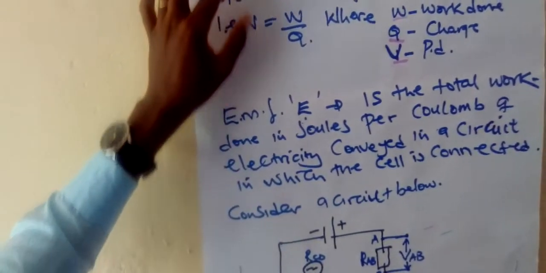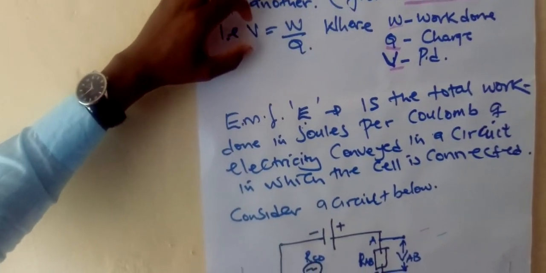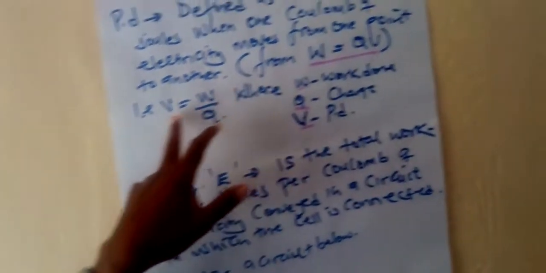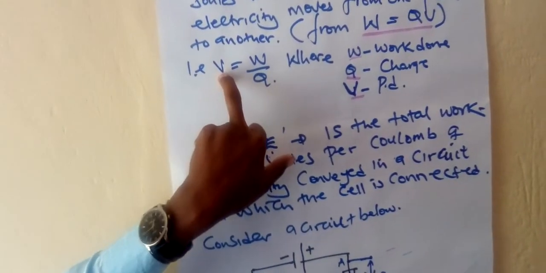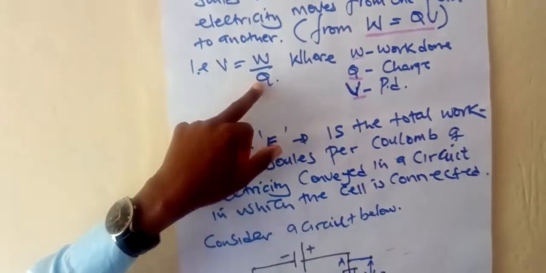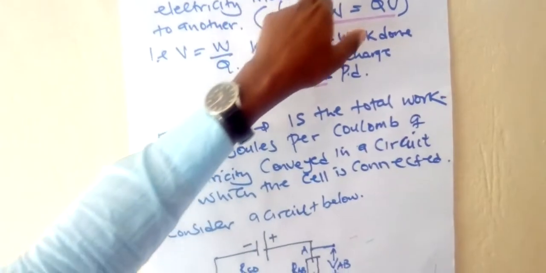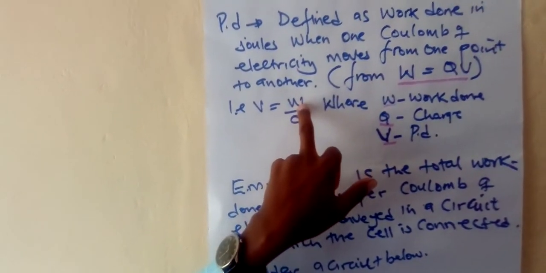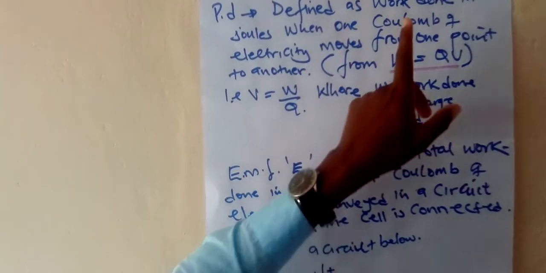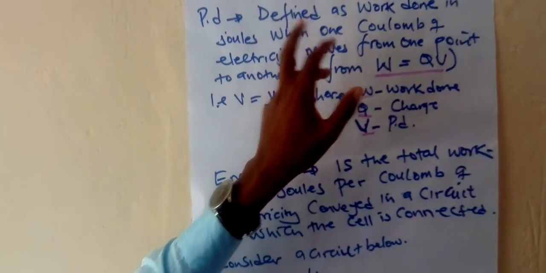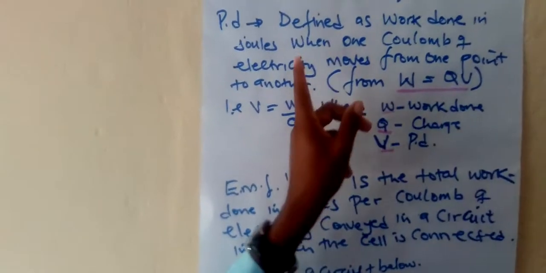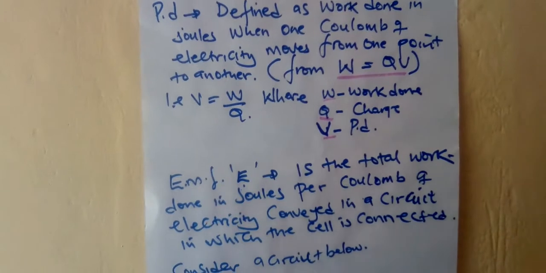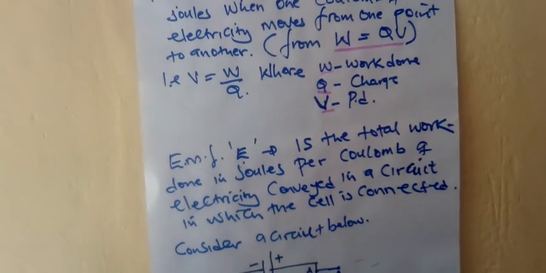So the definition is got from this equation, which is derived from this one, that the V, which is potential difference, is equal to work done over charge. So we are saying that PD is the work done in joules when one coulomb of electricity moves from one point to another. Okay, that is the PD.